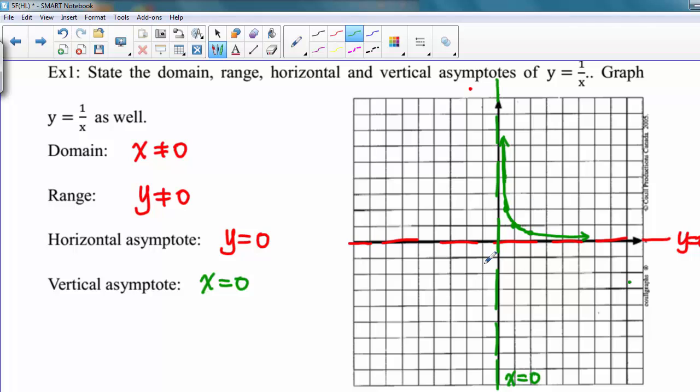So this one also has another side for the graph. The other side is, okay, x is -1, y is -1. X is -2, y is -1/2. X is -1/2, y is -2. So with those 3 points, I will know this side of the graph should look like this. Getting closer to the asymptote, but never crossing or touching the asymptote. So this is the graph for y equals 1 over x.